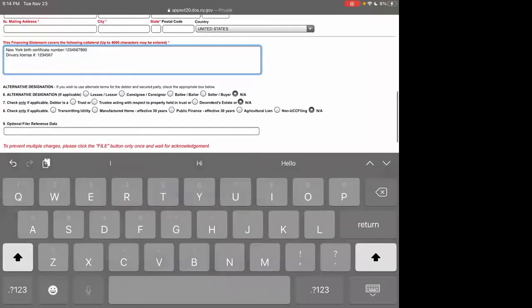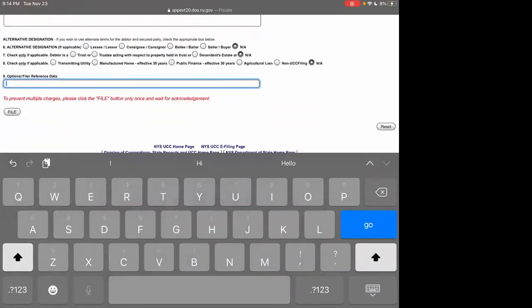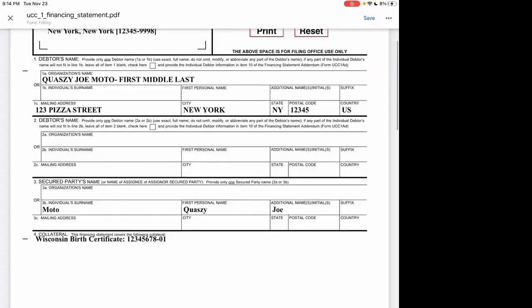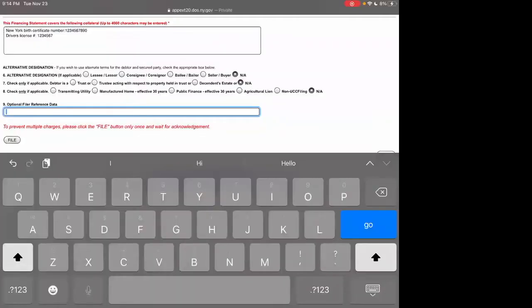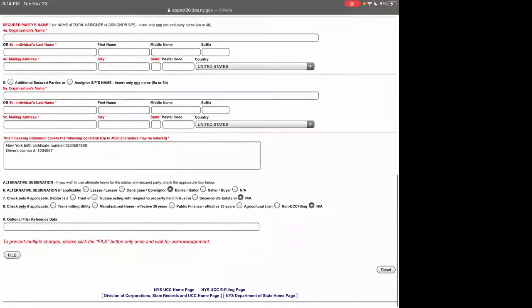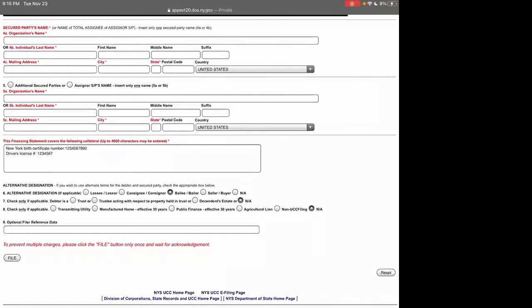All right. And then here's that section that is on the other financing statement. This one right here, the alternative section, check the boxes. So 6: lessor, lessee, consignee, consignor, bailee, bailor, seller, buyer. Okay. Do this one, check only if applicable. Debtor is a trust. Okay. Or debtor is a trustee acting with respect to property held in trust. Decedent's estate. Okay. I like this one more because it actually spells it out a lot better.